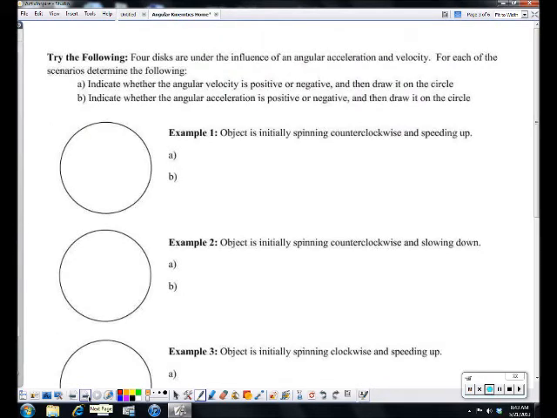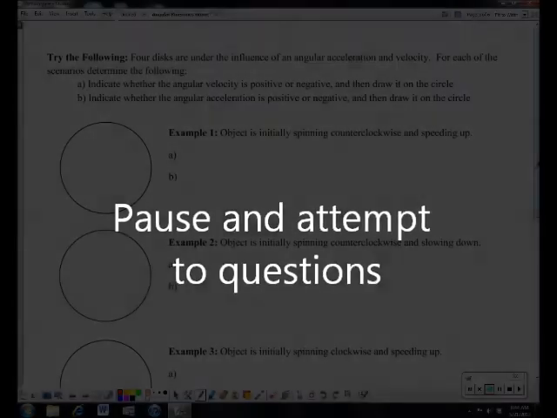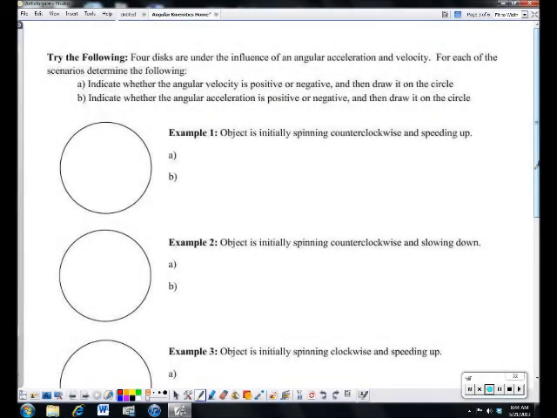So I want you to give me a second, say pause me for 30 seconds, a minute, maybe even 2, and try these 4 questions. I want you to follow the directions, fill in each of the answers, and I'll give you a moment. So pause me now, try this page. All right, so hopefully you have paused me. Hopefully you've tried these 4 things. Let's go over them one at a time.